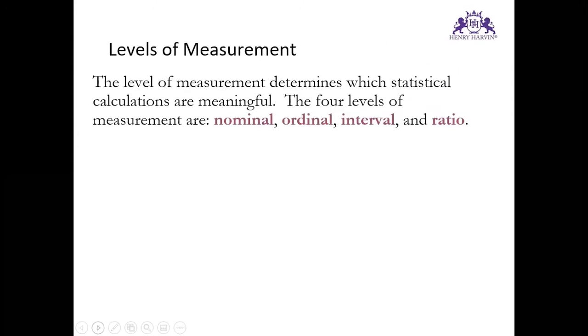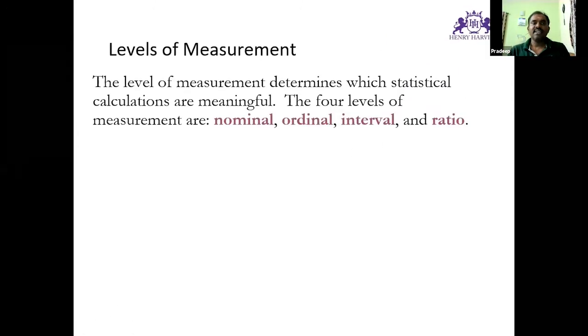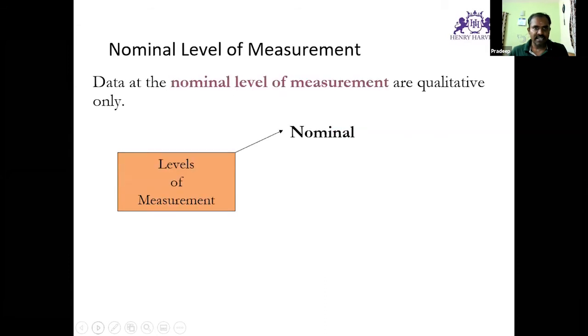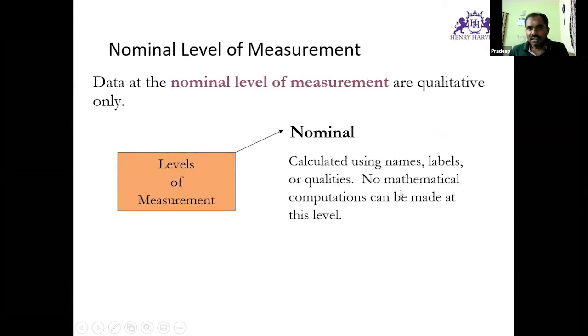Now, when you have data, there are something called levels of measurement. There are four levels of measurement: nominal, ordinal, interval, and ratio. Let us understand each level. Nominal occupies the lowest position in the ladder, and ratio occupies the highest. What is nominal measurement? It talks about names, labels, or qualities. No mathematical computations can be made.